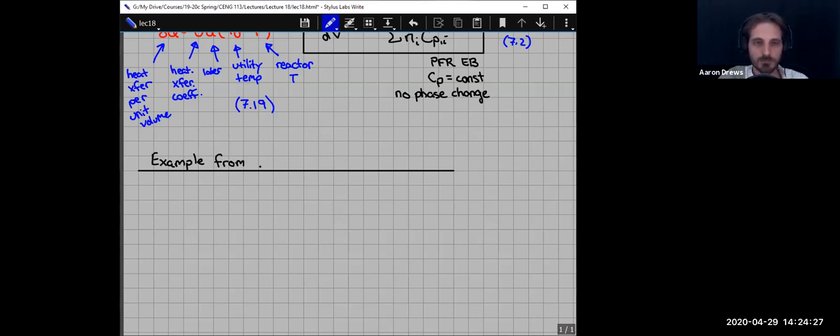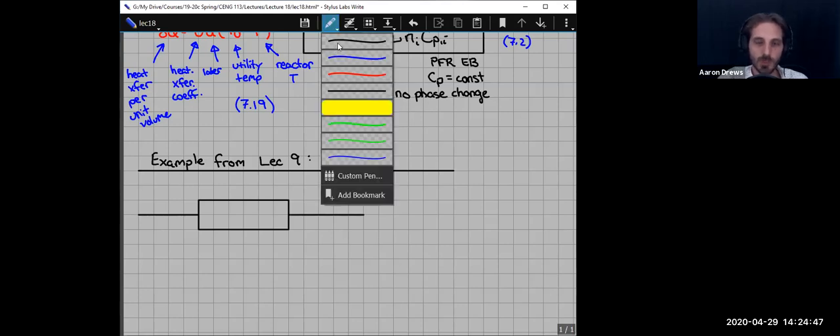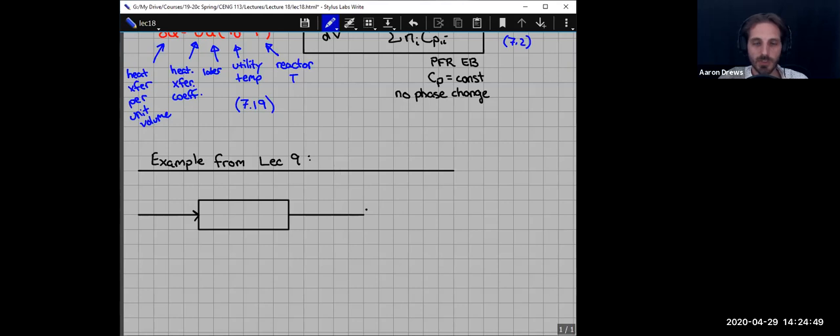Example from lecture nine. The only thing that we're going to do is instead of the CSTR, we're now going to model this as a PFR. So our PFRs will generally look like rectangles, just to remind us that these are tubes, whereas our CSTRs were usually squares because they look a little bit more like a squat cylinder.